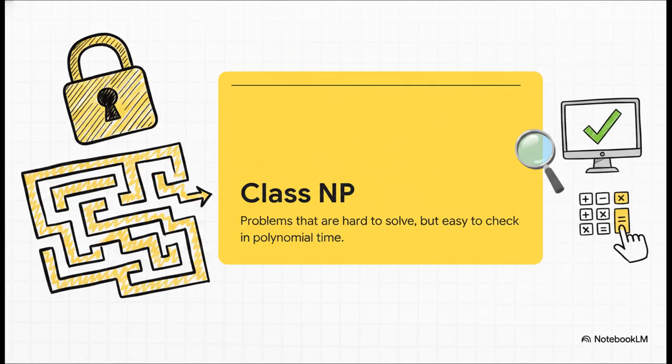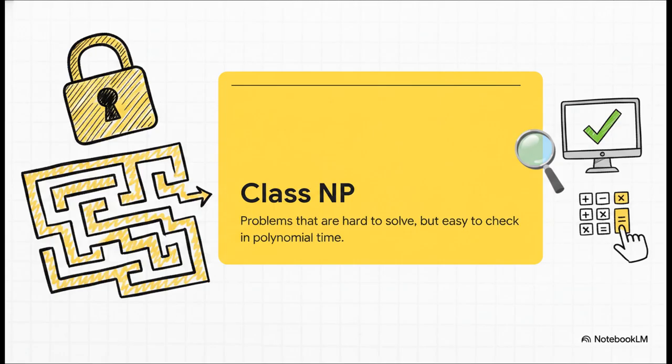In CS, we categorize problems by how ridiculously difficult they are to solve. Class P problems are what we call tractable. They are easy and fast to solve on actual hardware, like simply sorting a list. But Class NP problems, they are an entirely different beast. They are exponentially, mind-bendingly hard to solve from scratch. But, and here is the kicker, they are incredibly easy to check once someone hands you a proposed solution.